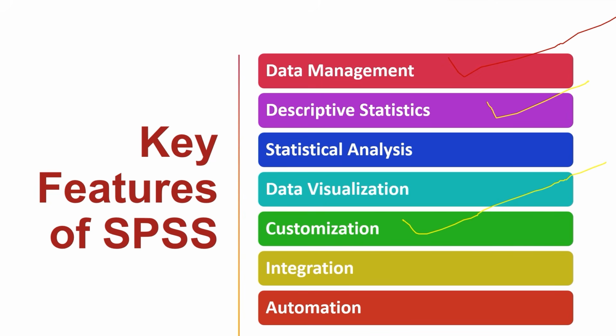Data restructuring is another option under customization in SPSS. It provides tools for restructuring your data from wide format to long format and vice versa. This can be useful for organizing your data in a format that is suitable for different types of analysis. So these are just a few features or examples of how you can customize your data in SPSS. Depending on your needs and your dataset, you can go for performing these kinds of features in SPSS.